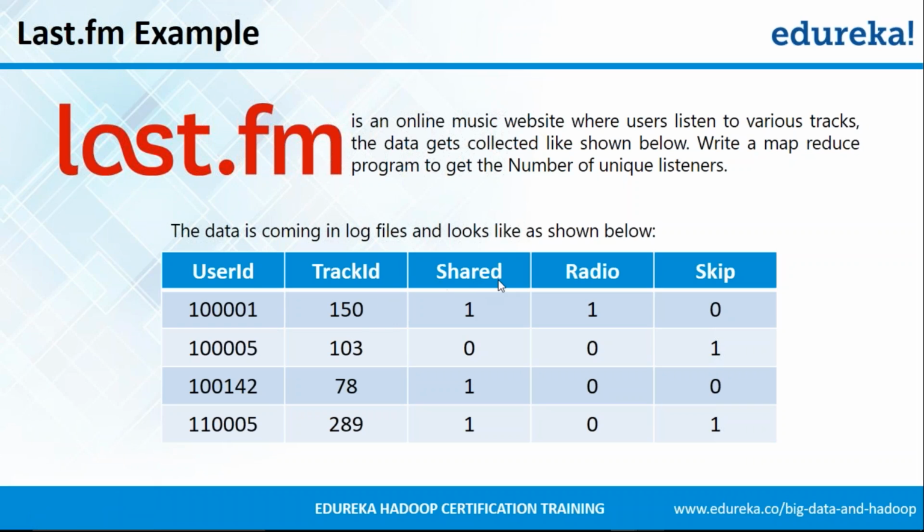We have shared. Shared means whether this song was shared or not. So if 1 is there, it was shared. If 0 is there, it means it was not shared. Radio means whether it was listened to on radio or not. If the value is 1, it means it was. If the value is 0, it wasn't. Similarly, we come to skip. If the value is 0, the song was not skipped. However, if the value is 1, the song was skipped. So this is how the data is stored at last.fm.